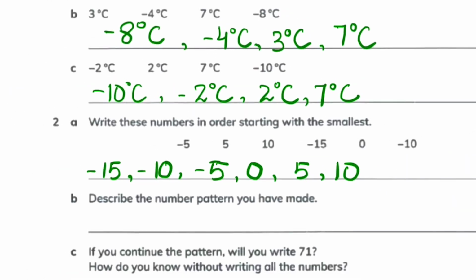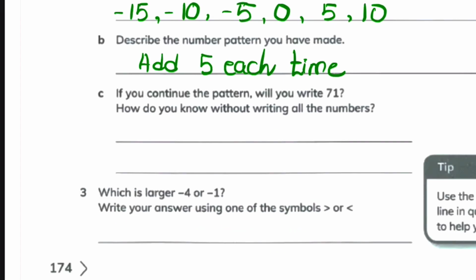Part B, describe the number pattern you have made. So you can see that all numbers are multiples of 5. So I can say that my pattern is add 5 each time. I'll write this. If you continue the pattern, will you write 71? No, because it's not a multiple of 5 and all the numbers are multiples of 5 here.